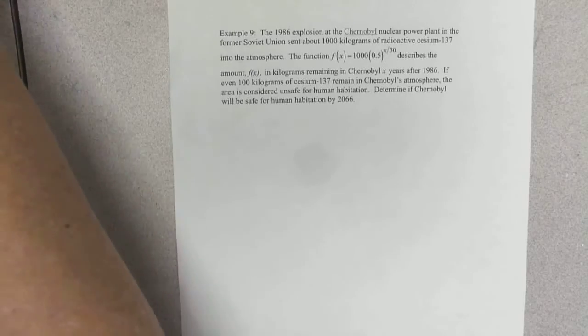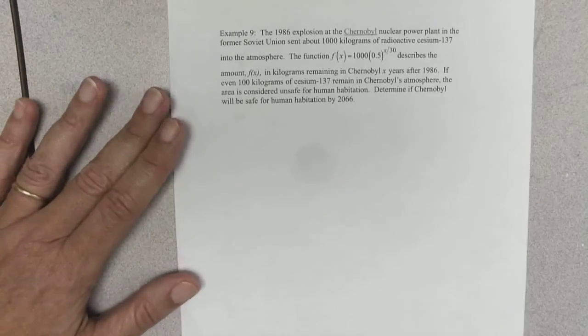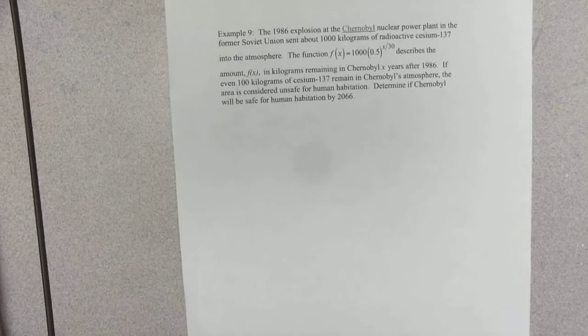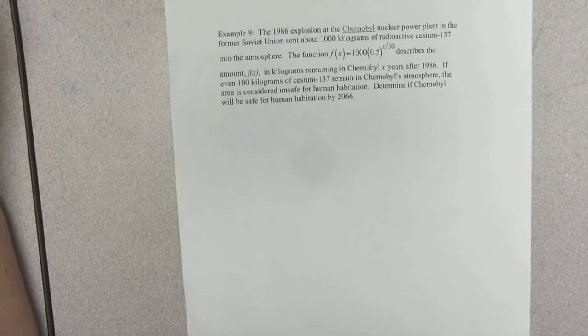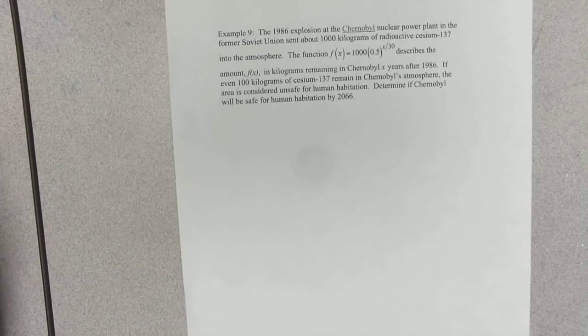In 1986, the explosion at Chernobyl nuclear power plant in the former Soviet Union sent 1,000 kilograms of radioactive cesium-137 into the atmosphere. The function f of x equals 1,000 times 0.5 to the x over 30 describes the amount f of x in kilograms remaining in Chernobyl x years after 1986. If even 100 kilograms of cesium-137 remain in Chernobyl's atmosphere, the area is considered unsafe for human habitation. Determine if Chernobyl will be safe for human habitation in 2066.